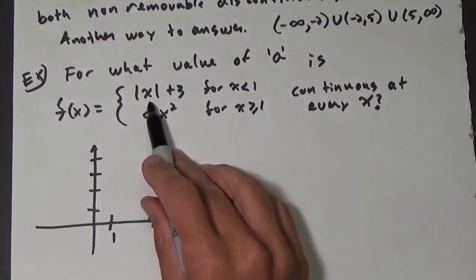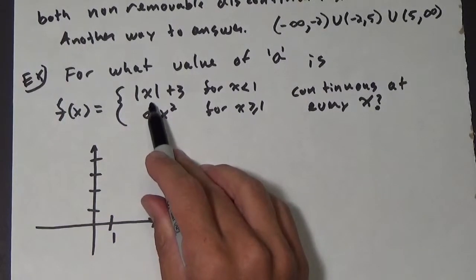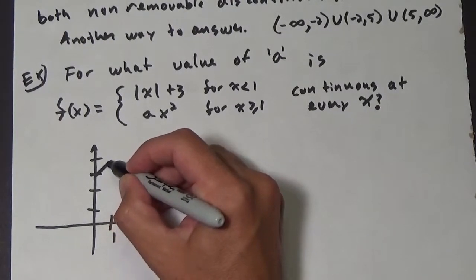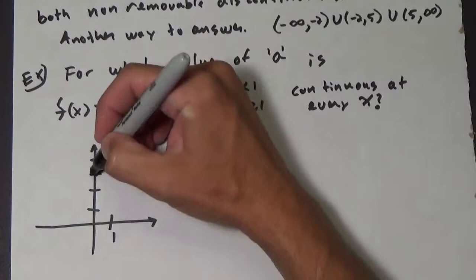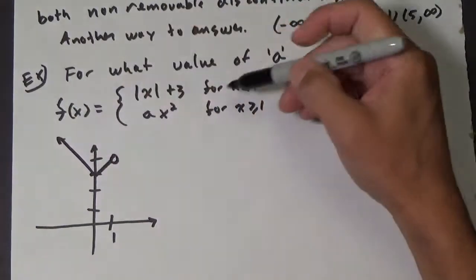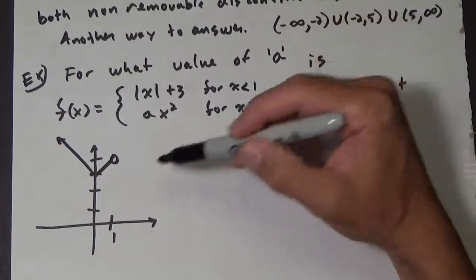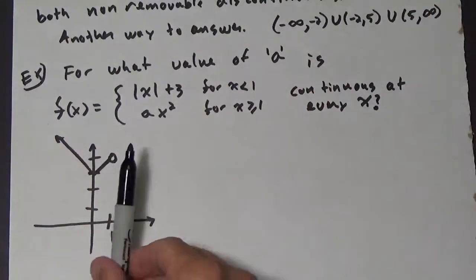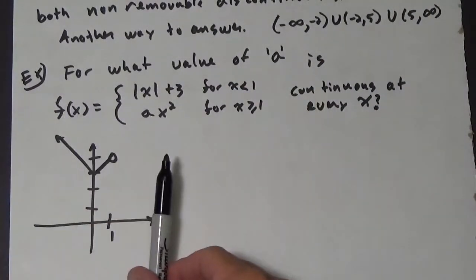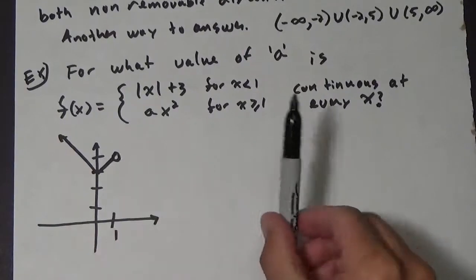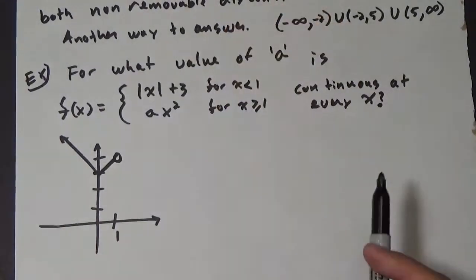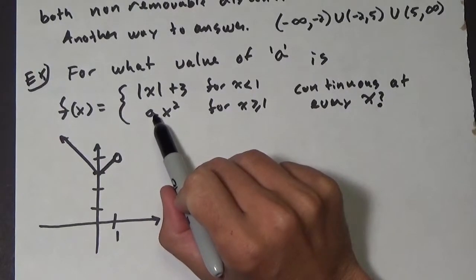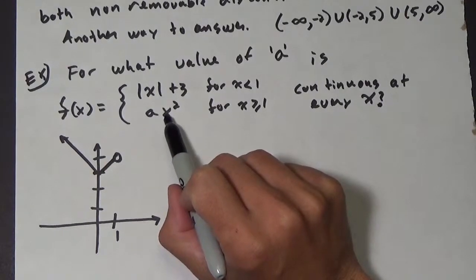Okay, so the absolute value of x plus 3, we go up 3 and we have this absolute value until we get to there. And notice that it's only for x less than 1. So from 1 to the negative, it's defined, and from 1 above, that doesn't count. Now from 1 on, we have this ax squared.